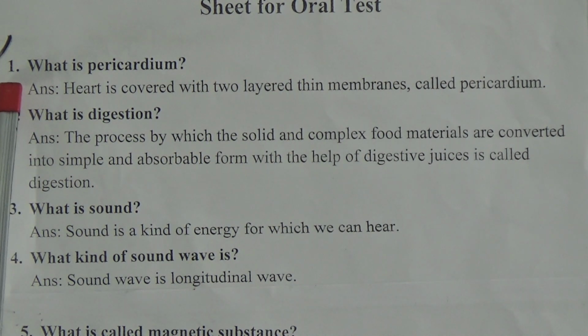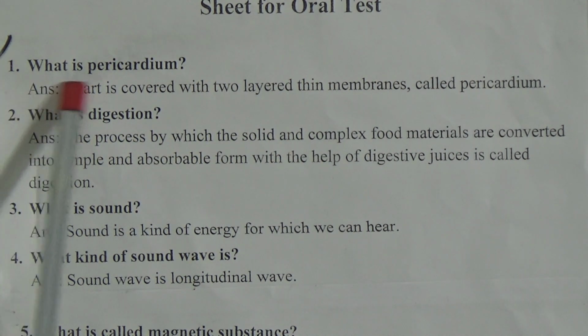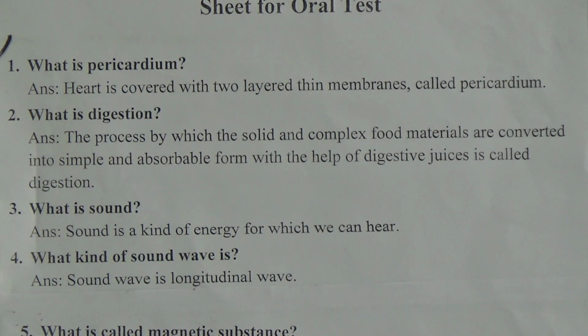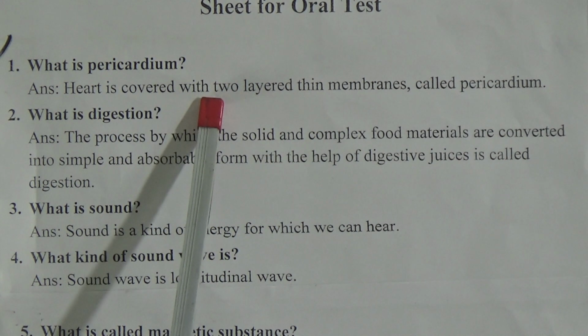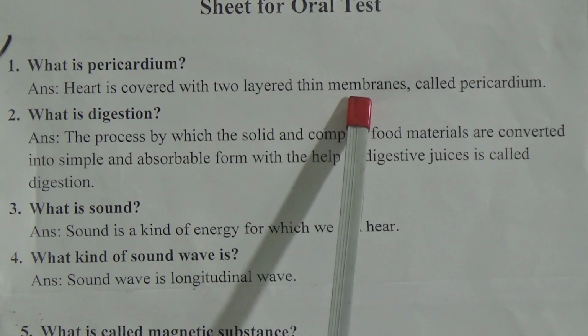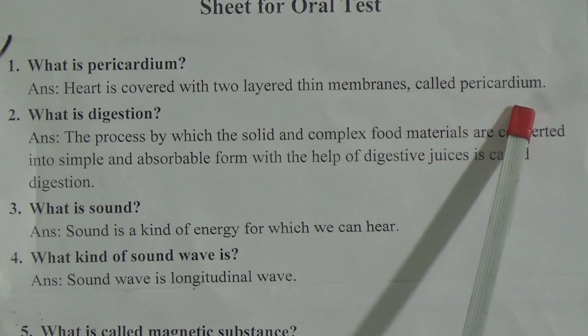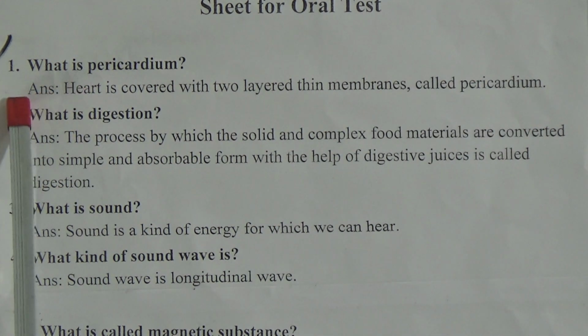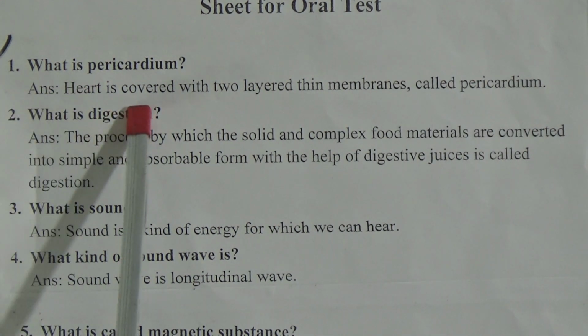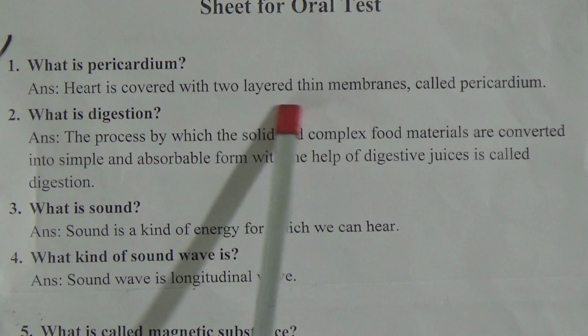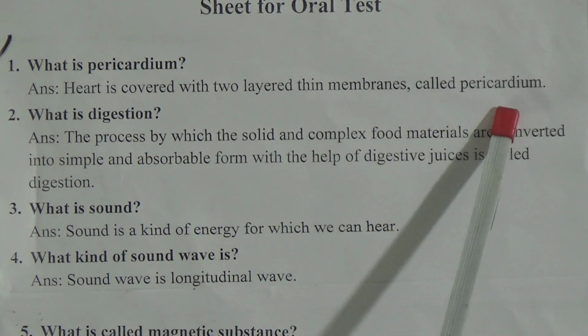Our first question is, what is pericardium? The answer is, heart is covered with two-layered thin membranes called pericardium. I am repeating this answer. Heart is covered with two-layered thin membranes called pericardium.